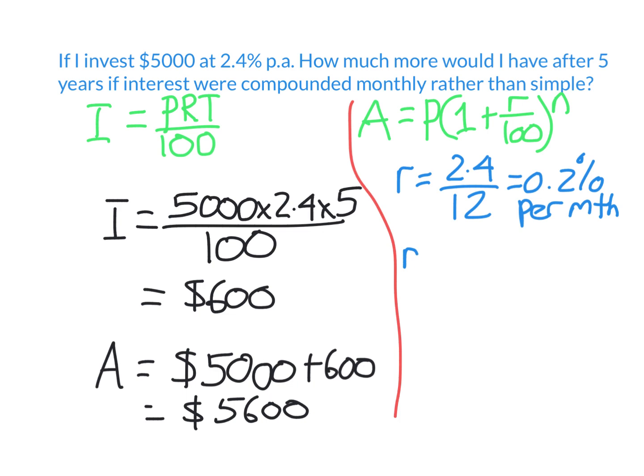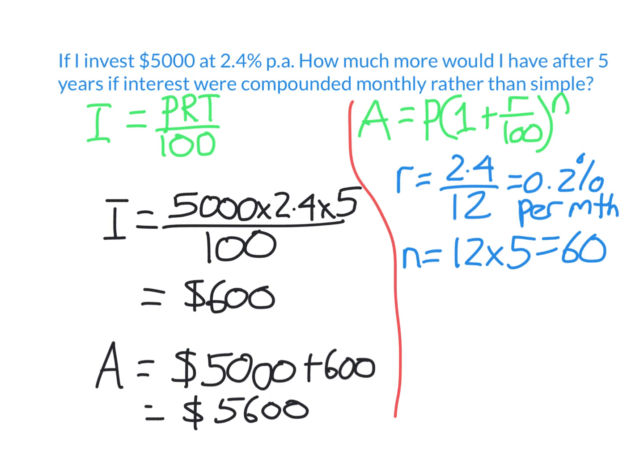Now, n here in the compound interest formula is the number of times that the interest has been compounded. So if it's compounded every month, it's compounded 12 times a year. So 12 times a year for 5 years, in total, it will be compounded 60 times. So you only need to change R and N like I did here when the interest is not compounded annually. If it were compounded quarterly, we would have divided by 4 here times by 4 here. If it were compounded daily, we would have divided by 365 here and times by 365 there. So you only change R and N when the interest is not compounded annually.